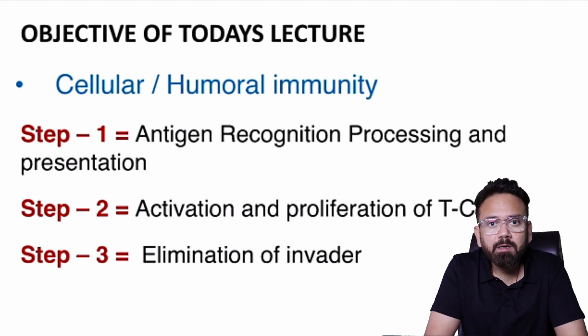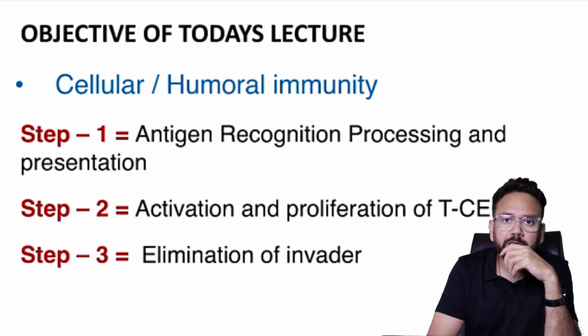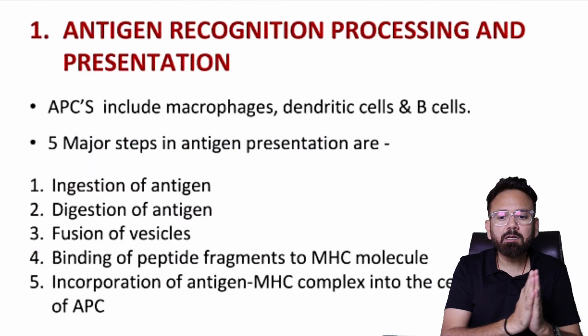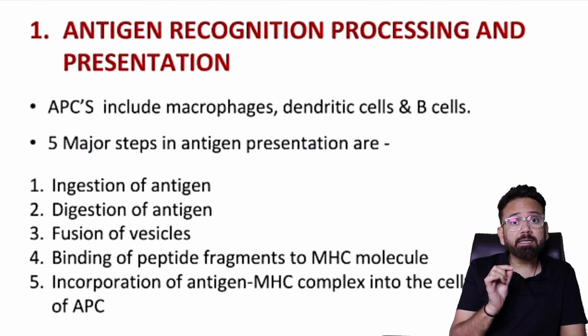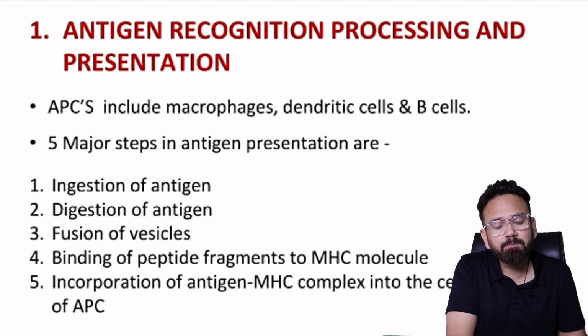Step 1 is antigen recognition, processing, and presentation. Step 2 is activation and proliferation of the T cell. Step 3 is elimination of the invader. So, number 1 is antigen recognition, processing, and presentation. Antigen presenting cells are macrophages, dendritic cells and B cells.